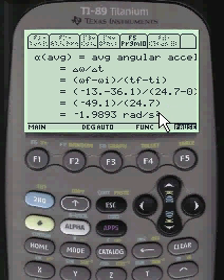Now we put it together. Final less initial, and the time also, etc., here. The answer is minus 1.9893 rads per second squared. Pretty neat, huh?